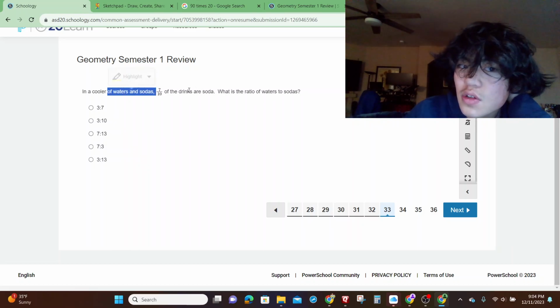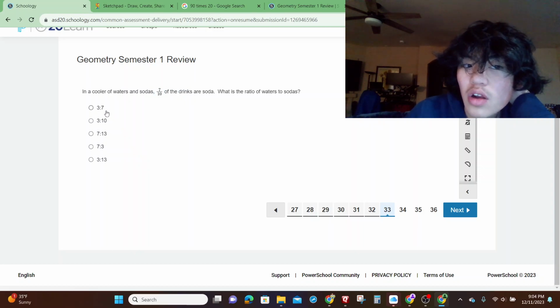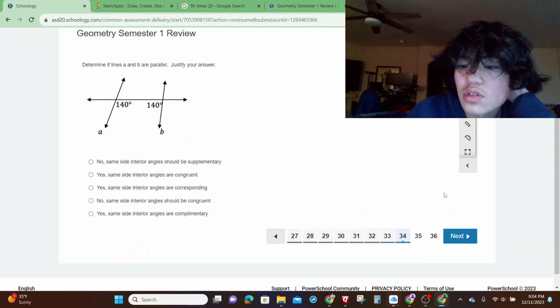So there's only waters and sodas in the cooler. 7/10 of them are sodas. So that means 3 of them are water. So 3 to 7 is the ratio of waters to sodas.